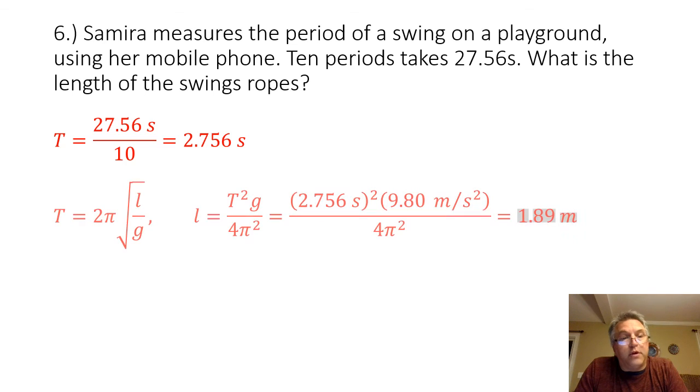Now I can use my pendulum formula. Solve for length. I have L equals T squared times g divided by 4 pi squared. I plug my period and my gravitational acceleration into that formula, and that will give me a length of 1.89 meters.